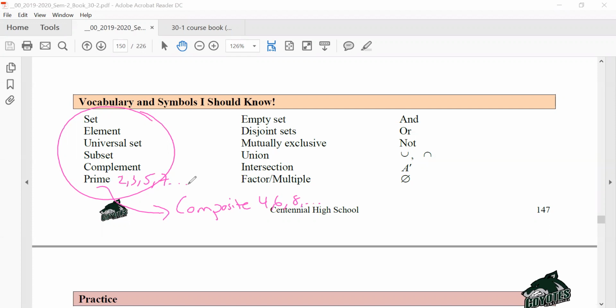Okay, you should know what the empty set is. Empty set looks like that, or that. Disjoint means we got nothing in common. Mutually exclusive, we'll talk a little bit about coming up, but that means essentially the same thing as disjoint. Union means we're adding things together. Intersection means I'm common in both. You should know what factors and multiples are. Hopefully you know that intersection is and, union is or. There's all my symbols that I need you to know on my formula sheet.